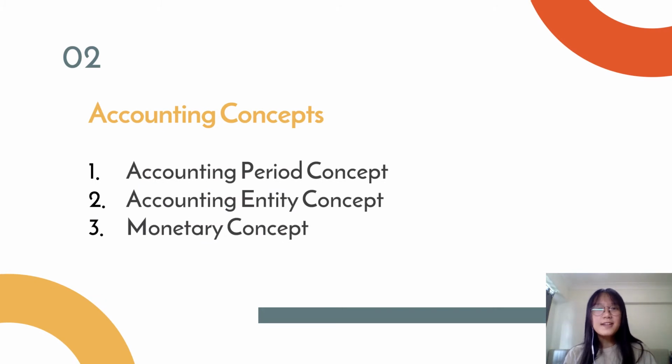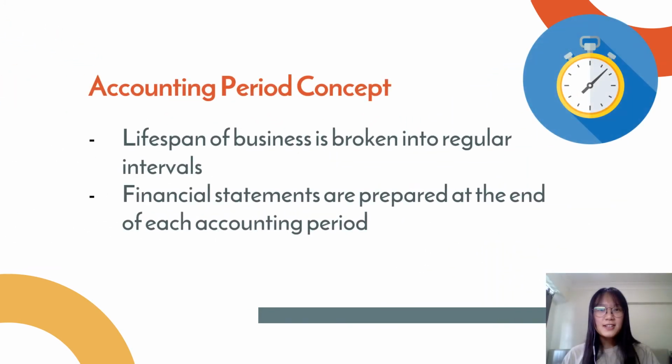Next, we will be identifying 3 accounting concepts, namely accounting period concept, accounting entity concept, and monetary concept. Firstly, accounting period is a lifespan of a business which is broken into regular intervals. The financial statements are prepared at the end of each accounting period to check whether a company is profiting or not. This is usually such that owners or investors can compare the results of different accounting periods.